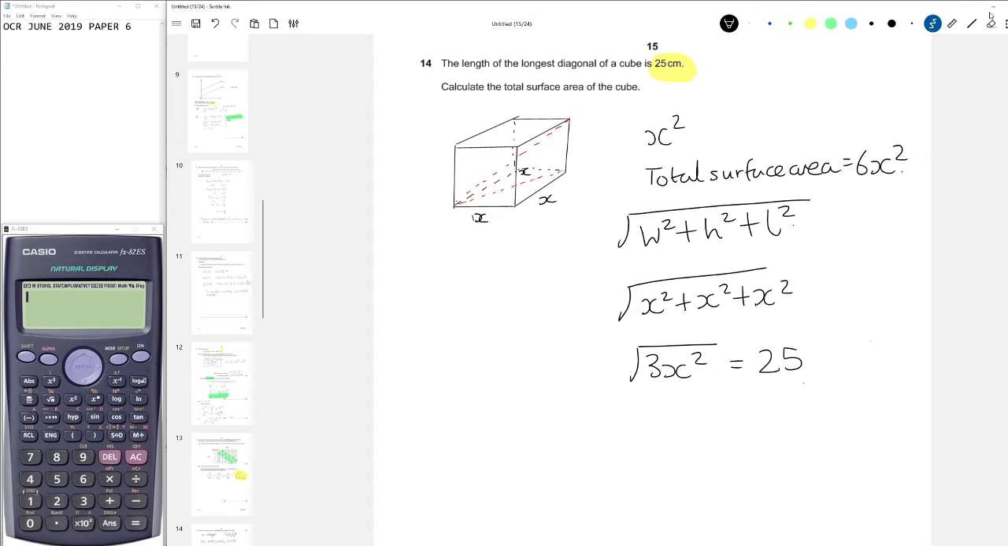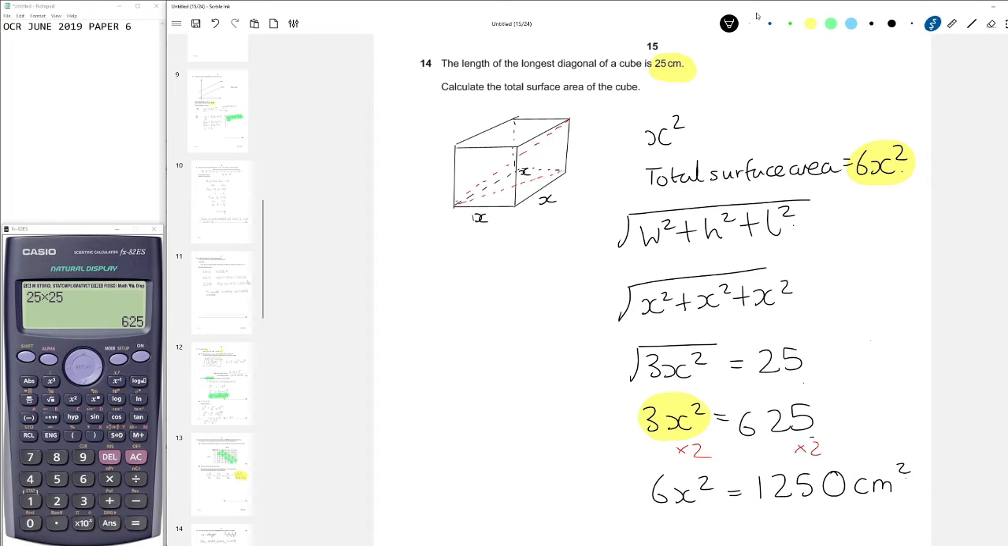So first of all, I'm going to square it to get rid of the square root. So when I square it, 3x squared, the square root will go. And then 25 squared would be 625. Now remember, I need to get to 6x squared. So really, I don't need to divide by 3 to find out x squared and times by 6. All I can do is just double them, times by 2 to get to 6x squared. So I'm going to times it by 2, times it by 2. So I would get 6x squared would equal 1,250 centimeters squared. So that would be my final answer.